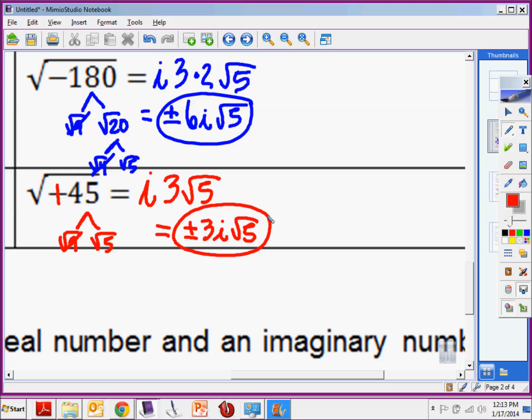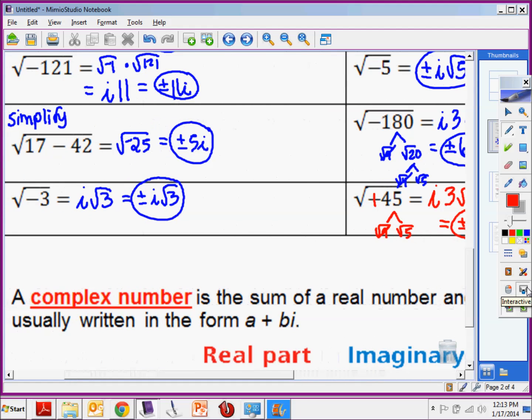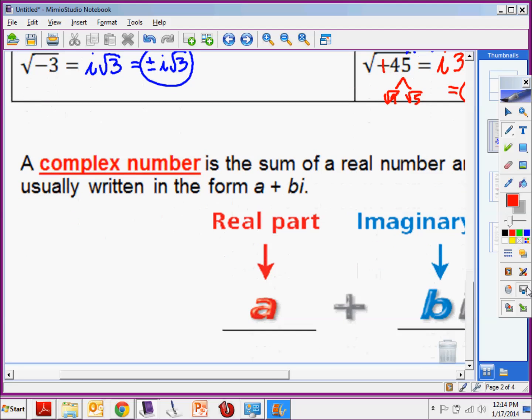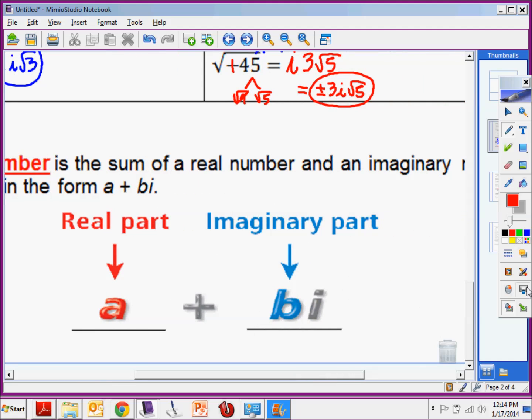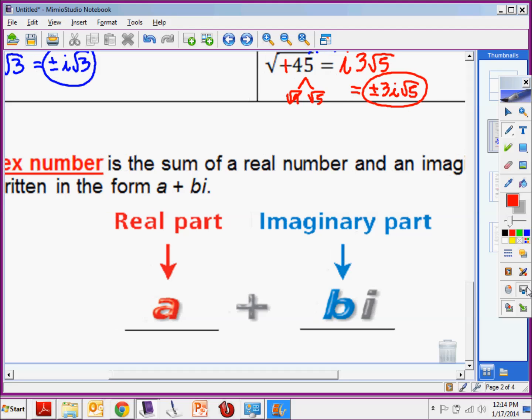Okay, the reason why we're doing plus and minus now is because we're going into what the bottom part is talking about. The bottom part is talking about what's called complex numbers. And with the complex numbers, there's always a real part and an imaginary part. When there's no a that's here, that means your real part is 0.